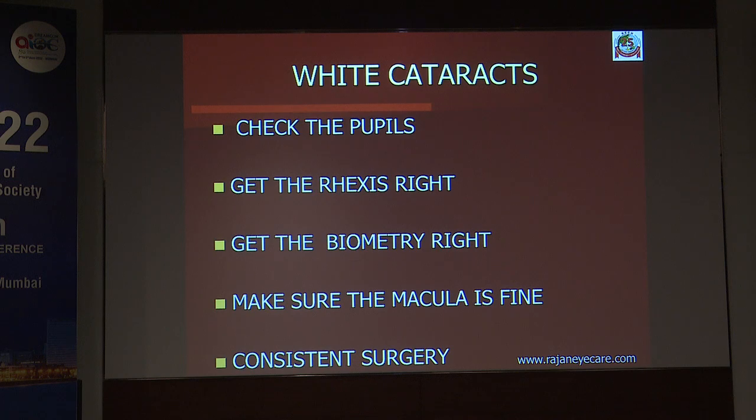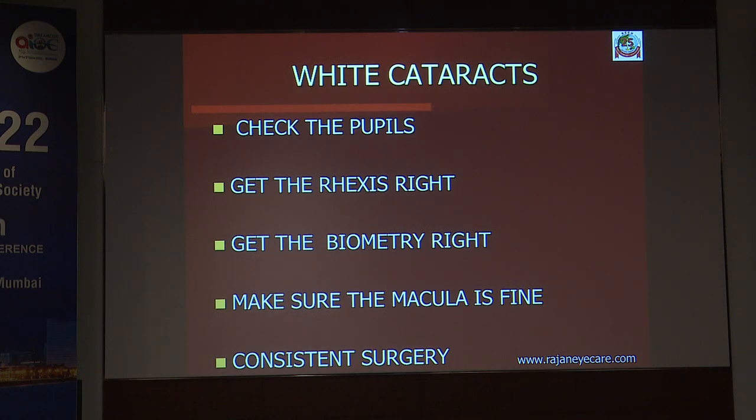Okay, if you want a multifocal lens, get the biometry right, which is very, very important, because in multifocal lenses, you need to get the bullseye consistently. How do you get the bullseye? If you have an optical biometer, unless of course you have IOL Master 700, it can penetrate near total cataract, but not total cataracts, white cataracts like this.